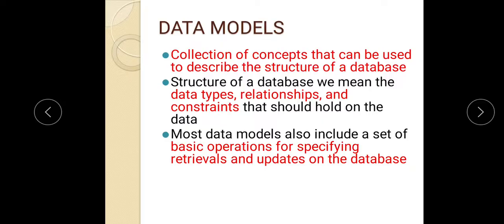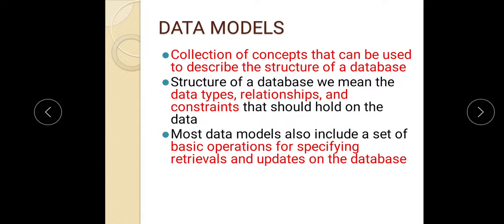Now you just memorize the concept of data model. A data model is actually the concept of describing the structure of a database: how we can store data in a database, in what all ways we can store the data in a database. It is a collection of tools or concepts that can be used to describe the structure of the database. Structure means the data types, relationships, or the constraints that hold on the data. Along with that, a data model also tells the basic operations for specifying retrieval and updation on the database.